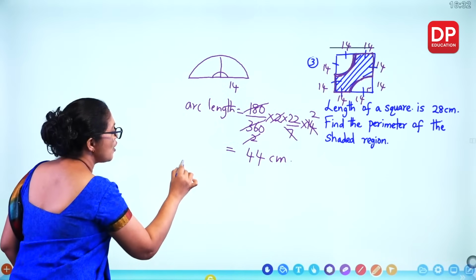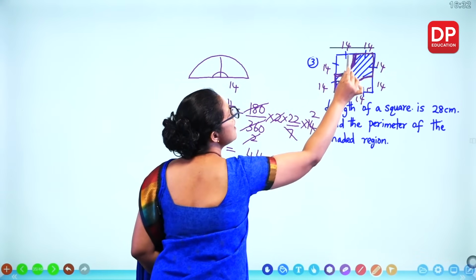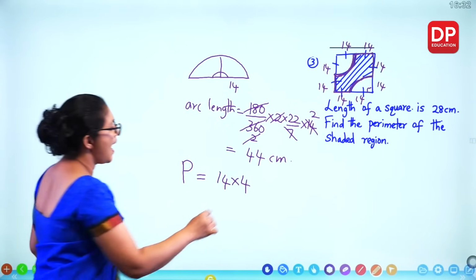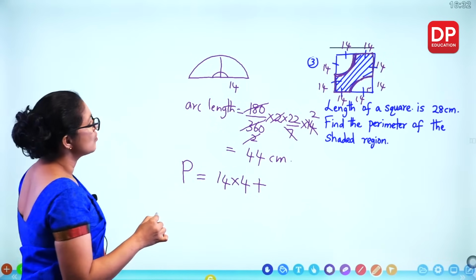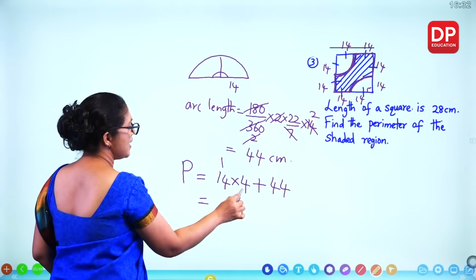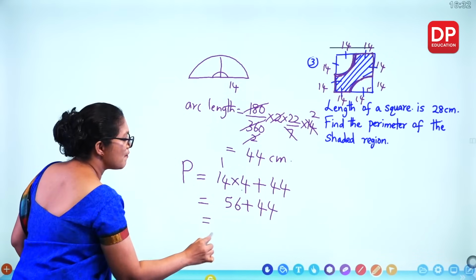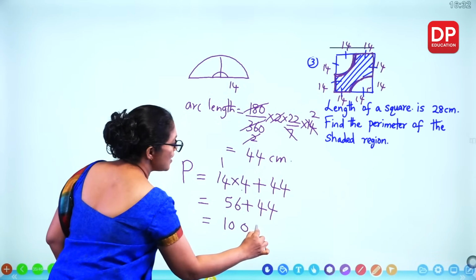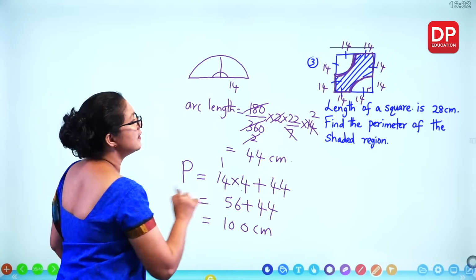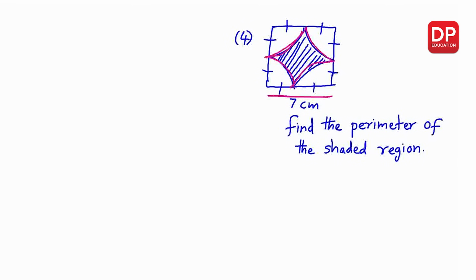Now easily you can find out the perimeter of the shaded part. So we'll try to start from here. 14, 14, 14, 14. So how many 14s are there? You get 4 14s and then add the arc length. So arc length is 44. So what's the answer? 4 times 4, 16, 1 remaining, 4 times 1, 4, 4 plus 1, 5, plus 44. When you simplify, you get 100 centimeters as the perimeter of the shaded region.